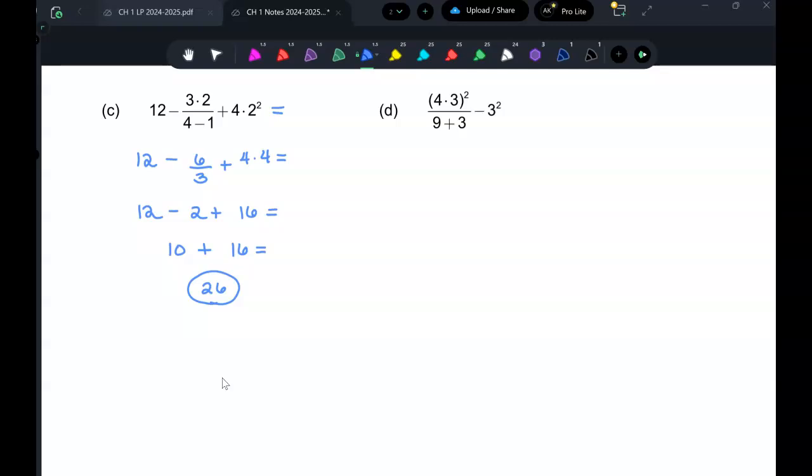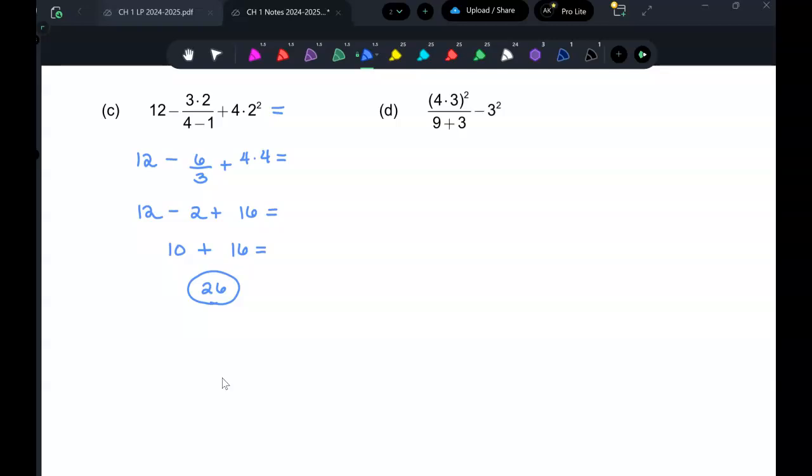I got it. Let me see what happens. So 12 minus 6 over 2. No, you work it out yourself. What did we forget? We forgot to go left to right. I rushed, that's why.